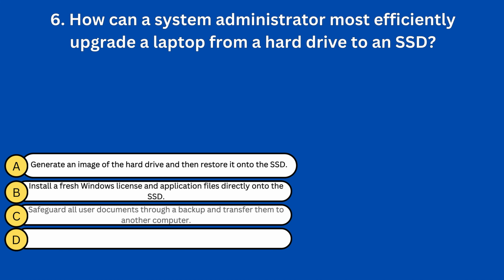How can a system administrator most efficiently upgrade a laptop from a hard drive to an SSD? Generate an image of the hard drive and then restore it onto the SSD. Install a fresh Windows license and application files directly onto the SSD. Safeguard all user documents through a backup and transfer them to another computer. Compress the home directory and upload it to cloud storage.